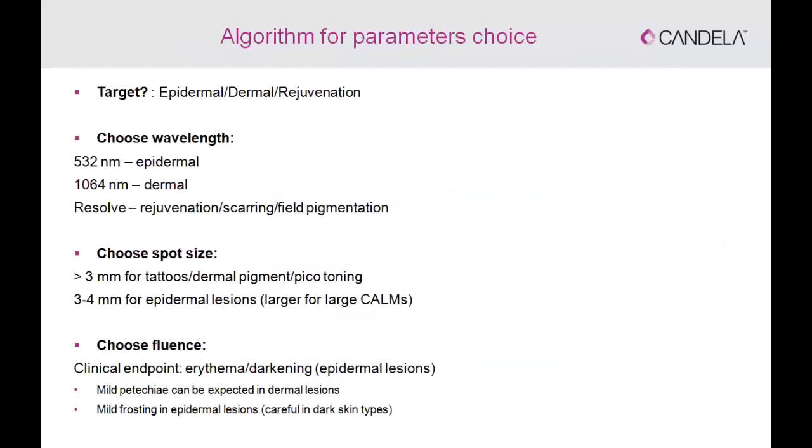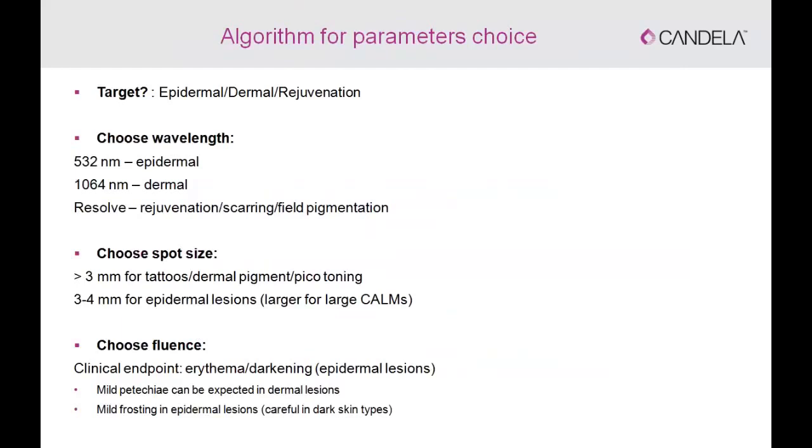Generally speaking, I prefer a larger spot size to start with for tattoos and dermal pigmentation, and for picotoning, in a similar way to how we used to do it with nanosecond lasers: a large spot size, low fluence and high frequency. For epidermal lesions, generally a 3 or 4 millimeter spot size, and then the fluence will be based on the target chromophore, the concentration of the chromophore, the background skin type, and the clinical endpoints. You can use a larger spot size for larger lesions such as a café au lait macule.